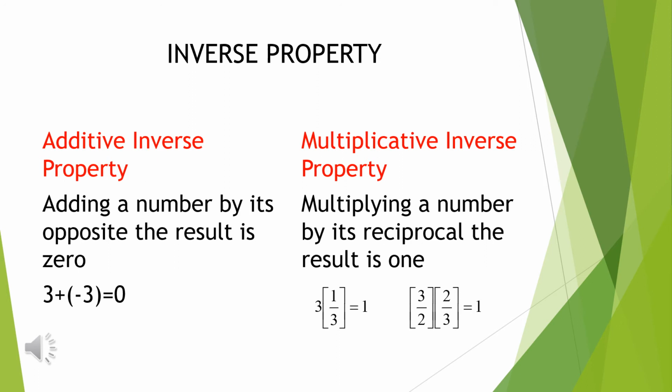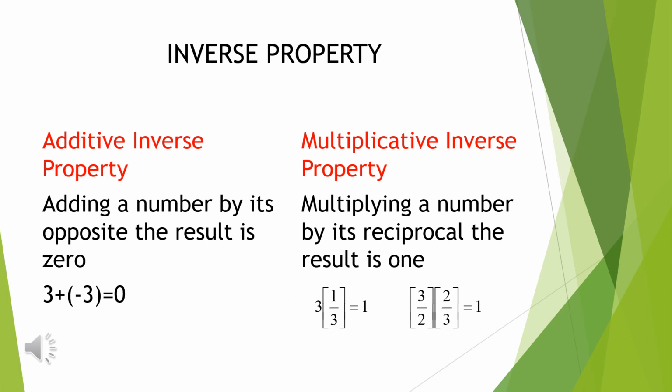We have inverse property. Inverse property is divided into two: additive inverse property and multiplicative inverse property. So if we add a number by its opposite, what is opposite? If we have 3, the opposite of 3 is negative 3. If we have 7, the opposite of 7 is negative 7. So if we add a number by its opposite, the result is 0.